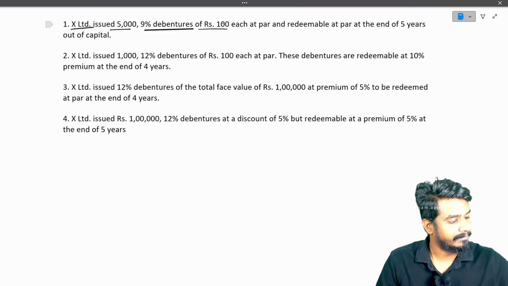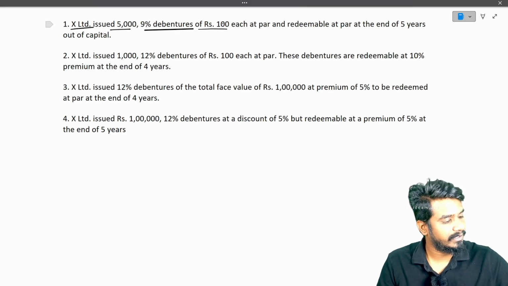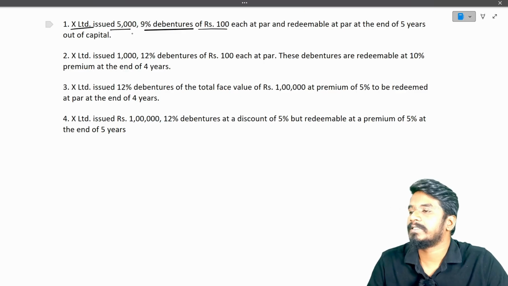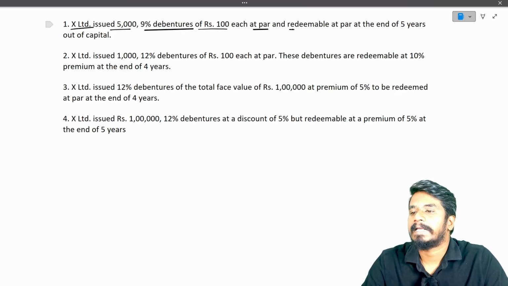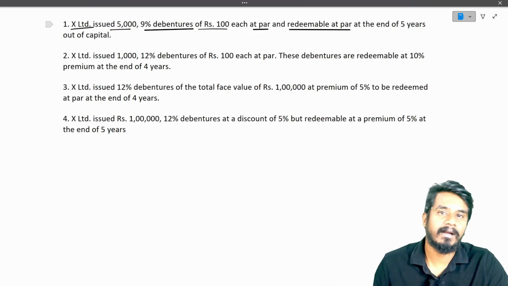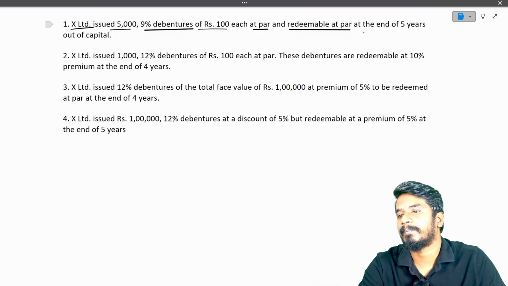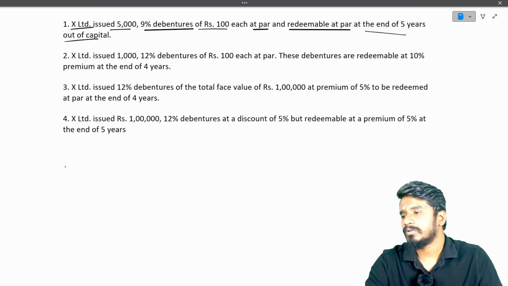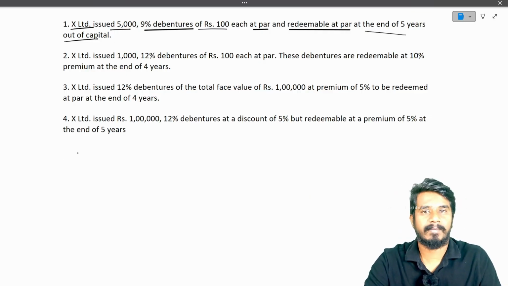5,000 into 100, which means 5 lakh rupees worth of debentures the company issued at par and redeemable at par at the end of the 5 years out of capital. So let us see how we can journalize. Issued at par and redeemable at par.